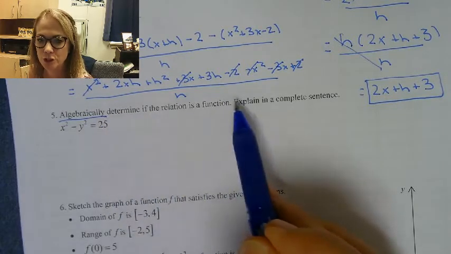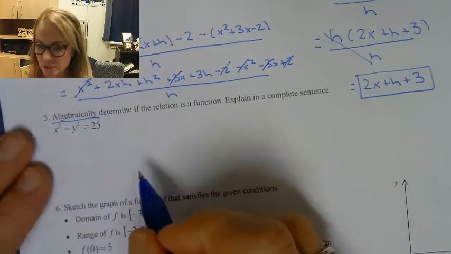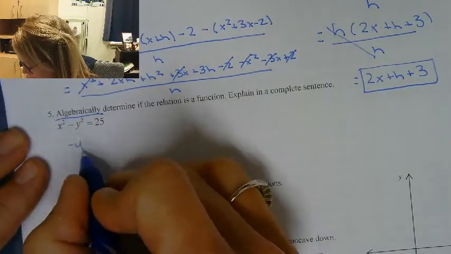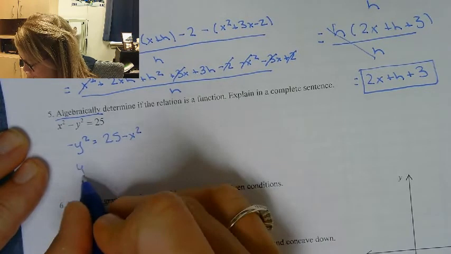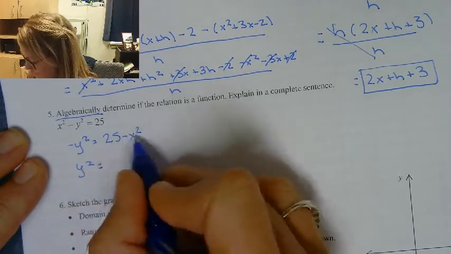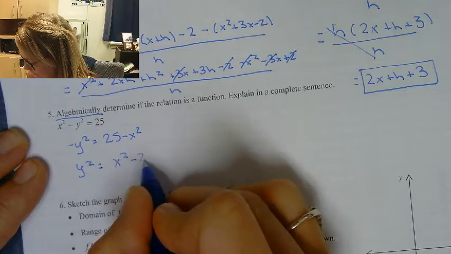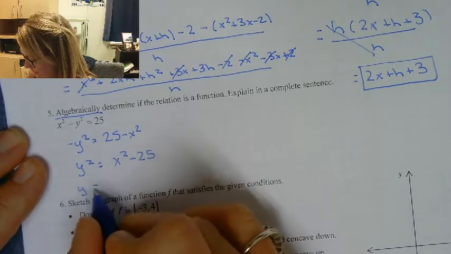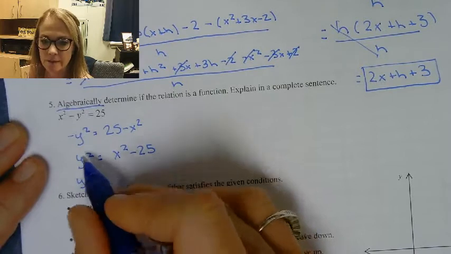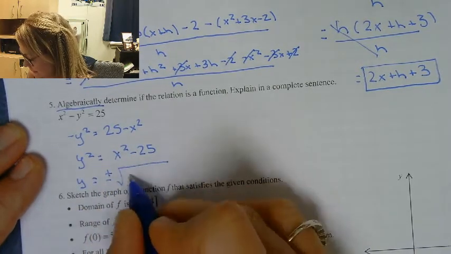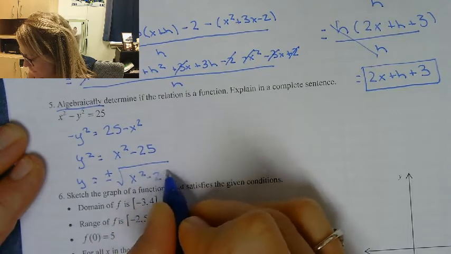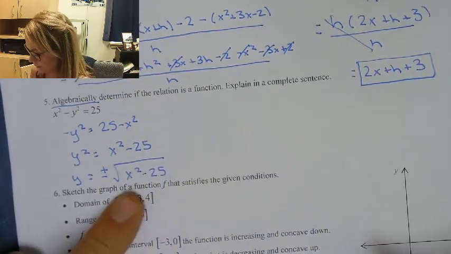But since we have to show it, you're going to want to solve for y to algebraically show this. So negative y squared equals 25 minus x squared. Y squared equals, I'm going to switch these signs, so I'm just going to do a little flip there. Y equals, we're using the square root theorem right now, so when you take the square root of both sides, in comes the plus and minus, and x squared minus 25. So this is going to be an issue.